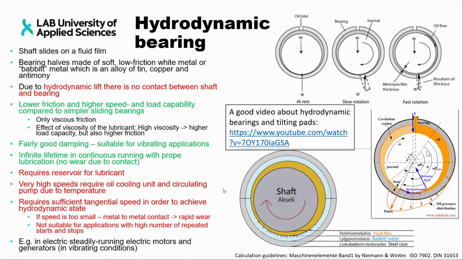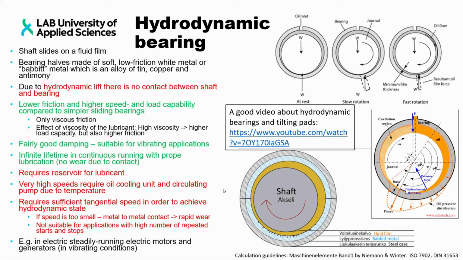And of course, the basic function is also dependent on the tangential speed of the shaft surface, which means that you need to have sufficient speed. If the speed is too small, there will be metal-to-metal contact and there will be rapid wear. And therefore, it's not very good in applications where you have a high number of repeated starts and stops, because then you will have this touching between the components many times before it finds the hydrodynamic operation state.